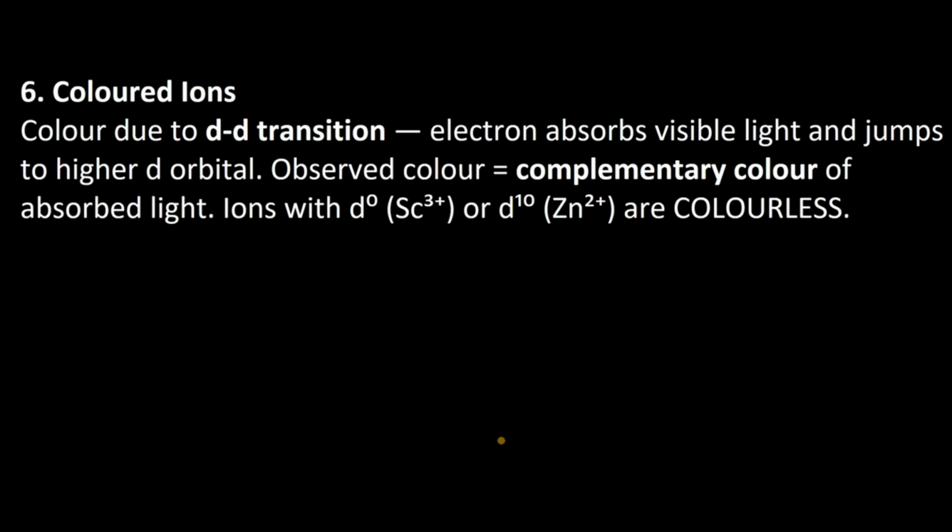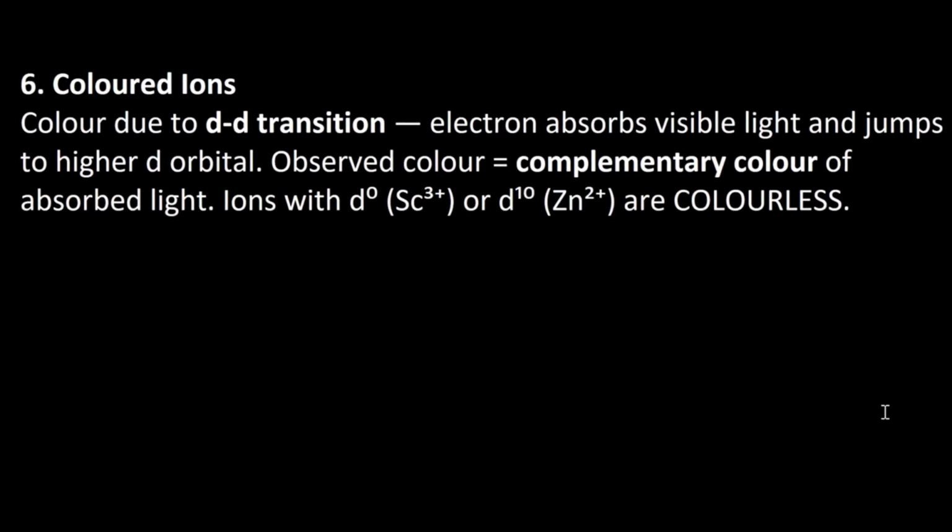Whenever an electron absorbs visible light and jumps to a higher d orbital, what will happen? There will be an electron absorption. So obviously it will release that energy when coming back to the previous state. So this kind of electron transition will produce the colors. That's what d-d transitions are. And half-filled and fully filled configurations.